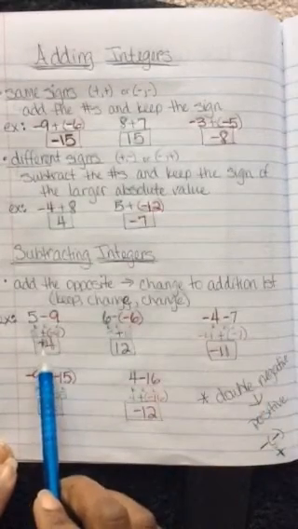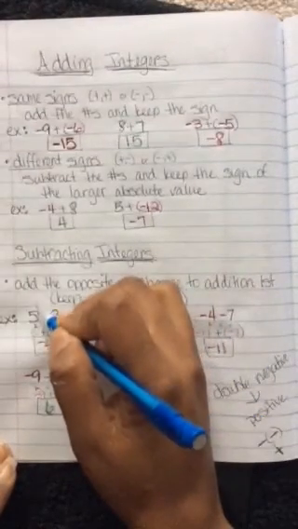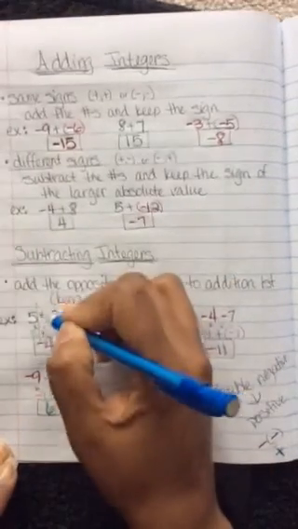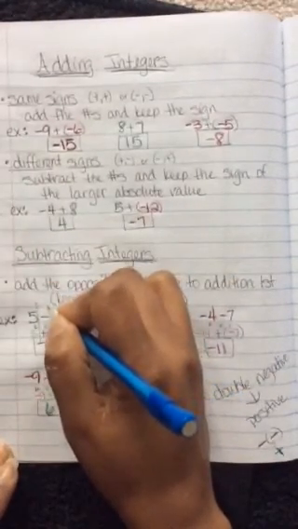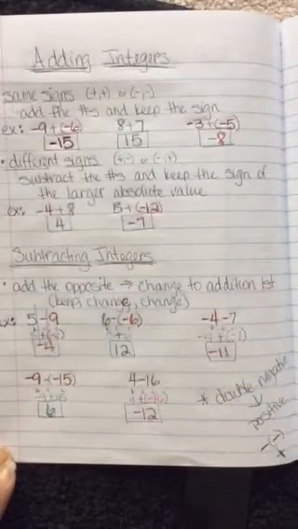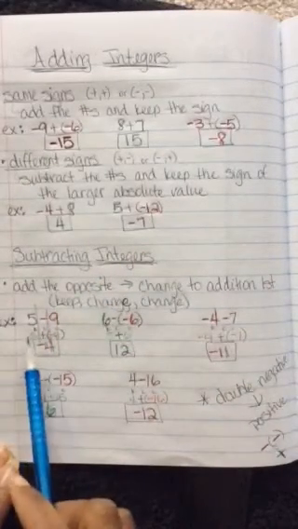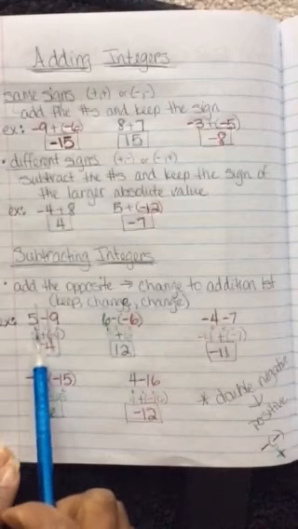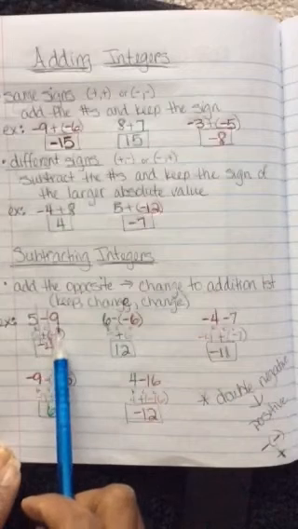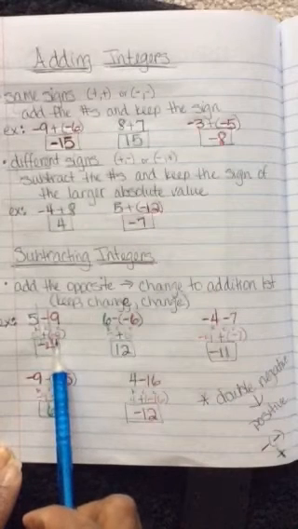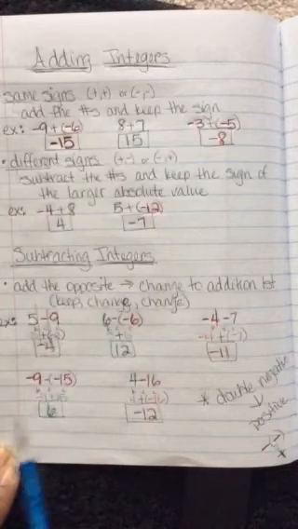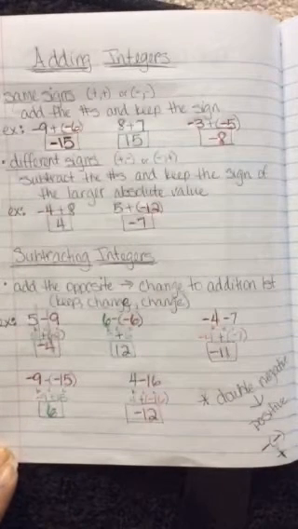So the first thing we're going to do is I tend to split my numbers up. So I put a line behind the first number. I put the minus sign in the middle. And then the last number should be sitting behind the line. So when I apply my keep, change, change, I'm going to keep the 5. I'm going to change minus to plus. And this 9 back here is going to become a negative 9. Now I can easily see that these are different signs. So I subtract the numbers and keep the sign of the larger absolute value.